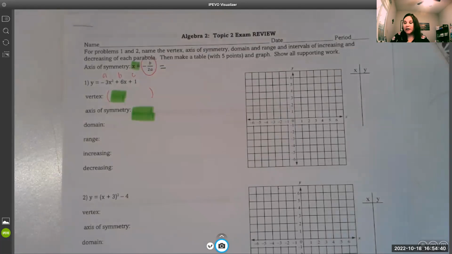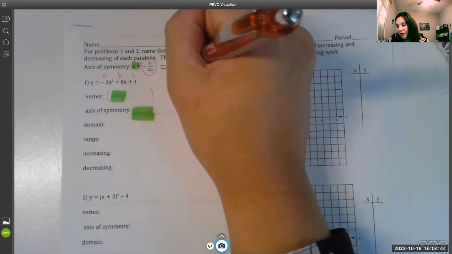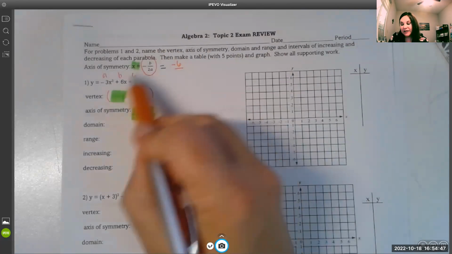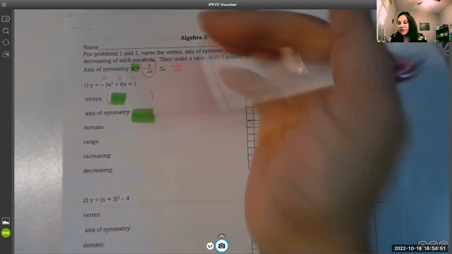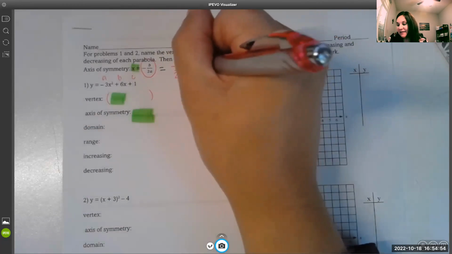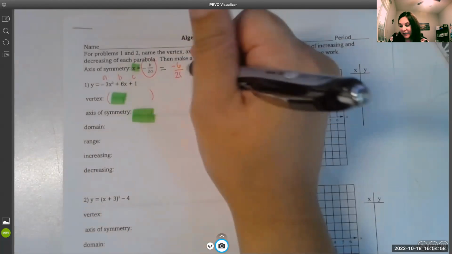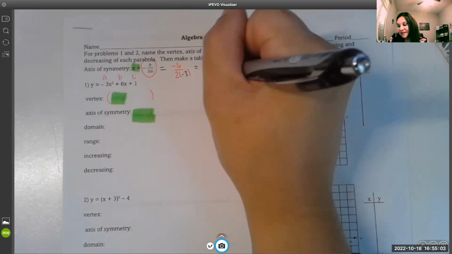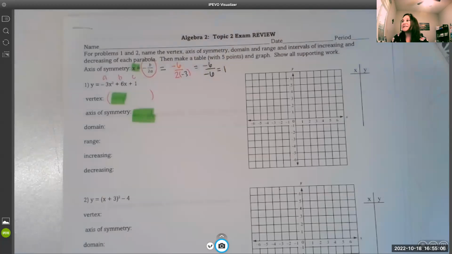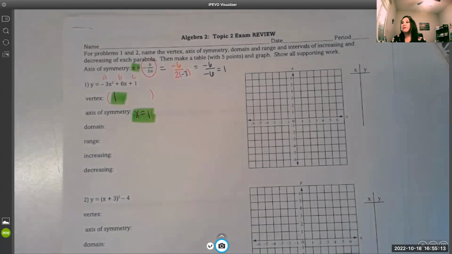So hopefully you've gotten it correct, and if you didn't, I want to make sure that you know how to do this. So opposite b, the b is 6, I'm going to use a negative 6, and then the formula comes packaged with a 2 all the time, and then room for the a, and the a in this case is negative 3. And so I'll multiply in the denominator. That'll give me a negative 6 over a negative 6, and a negative 6 divided by a negative 6 is a positive 1.